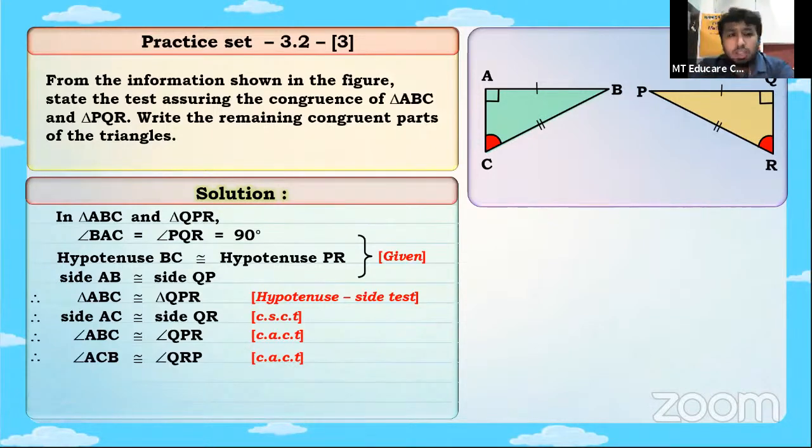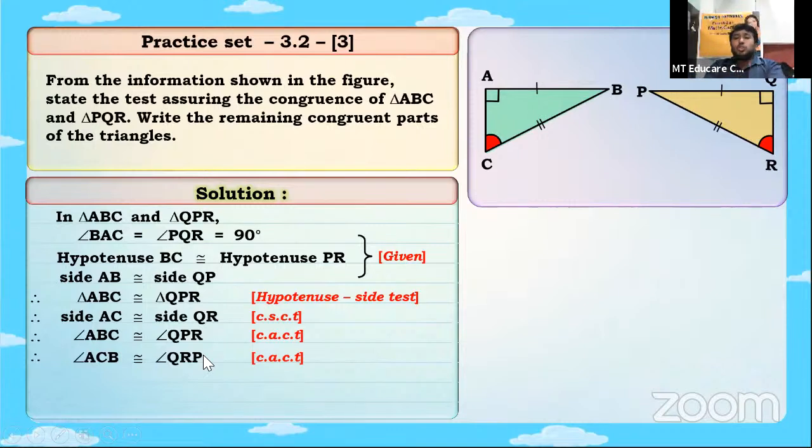Okay students, the question had clearly said write remaining congruent parts. So after proving triangles congruent, I have written the remaining congruent parts. Remember, what are the elements of a triangle? 3 sides and 3 angles. So whenever 2 triangles are congruent, you get 6 parts, 3 sides and 3 angles. I have already written 2 sides, so I write the remaining 1 side. Here I have written only 1 angle, so I am writing the remaining 2 angles.